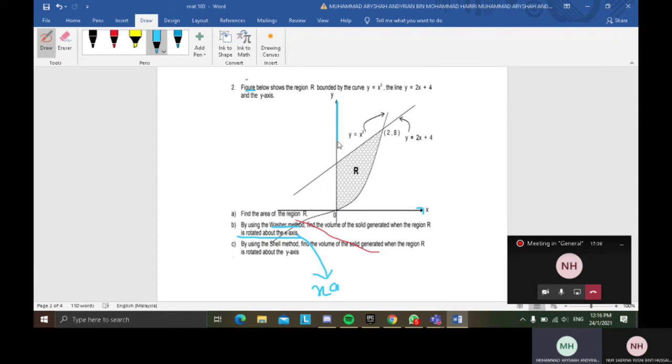So it will come like this. This is the y-axis. So we are gonna rotate like this.